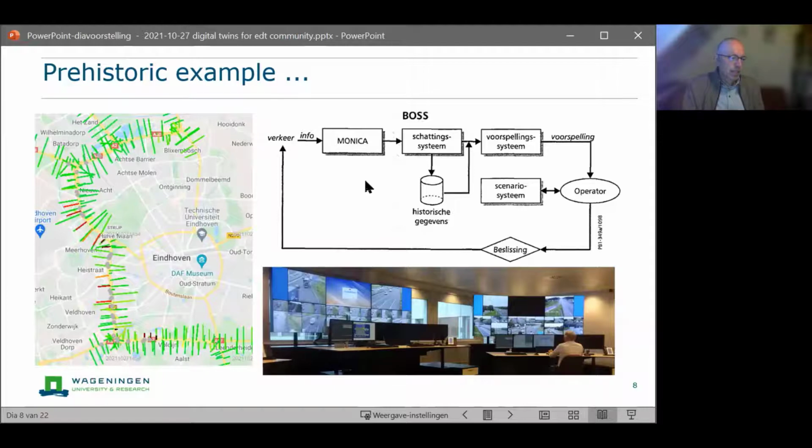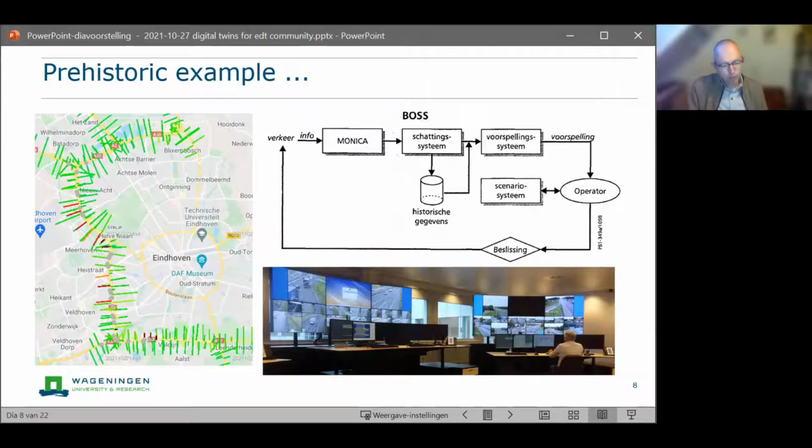And then you see at the top right of this slide, the system we developed. It was called beslissingsondersteunend systeem. So we haven't heard yet of the digital twin concept, but actually it is amazingly similar, where we use the monitoring data through a system which is called Monica, which has nothing to do with any American president at all. There is an estimation system to correct for measurement errors, inconsistencies. The corrected measurements are fed to a kind of historical database, and they are used to predict the traffic flow.